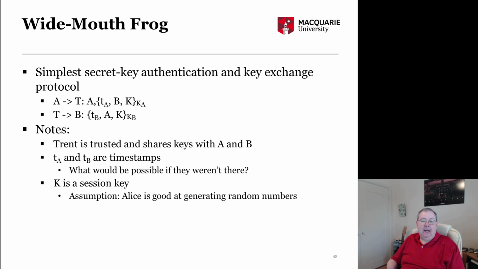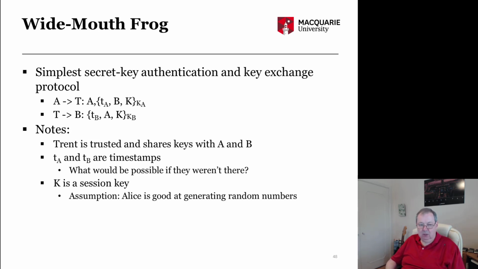So notice both T_A and T_B are timestamps. And I asked the rhetorical question, what would be possible if those timestamps weren't there? I'm going to leave this as an open question for you to think about. We might discuss it in a workshop, for example. What could an attacker do if those timestamps weren't in those encrypted packets? And we also have this assumption that K is a cryptographically strong key, right? It is a genuinely random key.